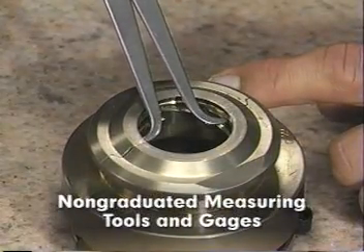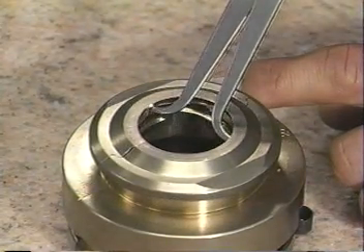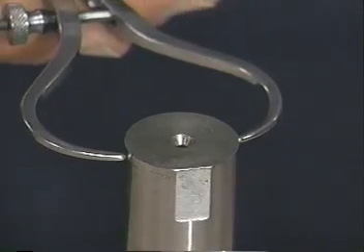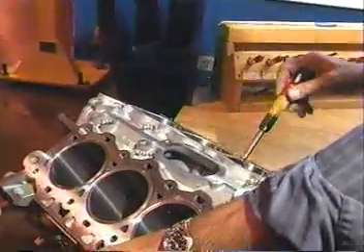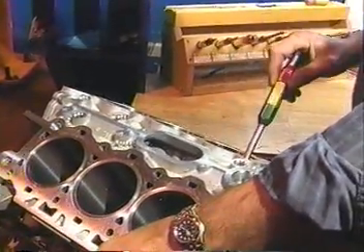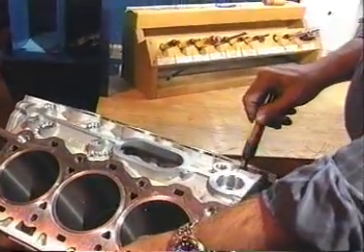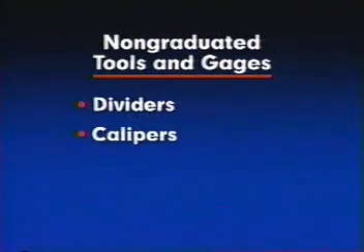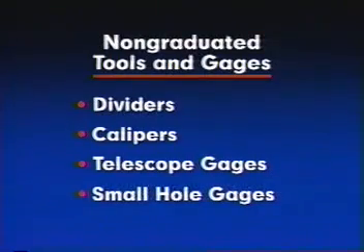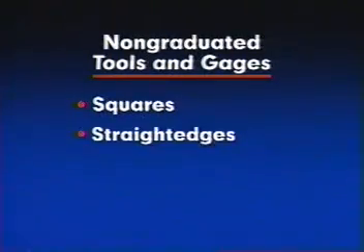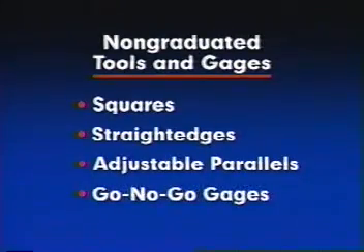Non-graduated measuring tools and gauges do not have linear or angular graduations marked on the tool. These tools are generally used to transfer measurements to or from a graduated measuring tool, or as a pass-fail comparison to a standard. The primary types of non-graduated tools and gauges include dividers, calipers, telescope gauges, small hole gauges, squares, straight edges, adjustable parallels, and go-no-go gauges.